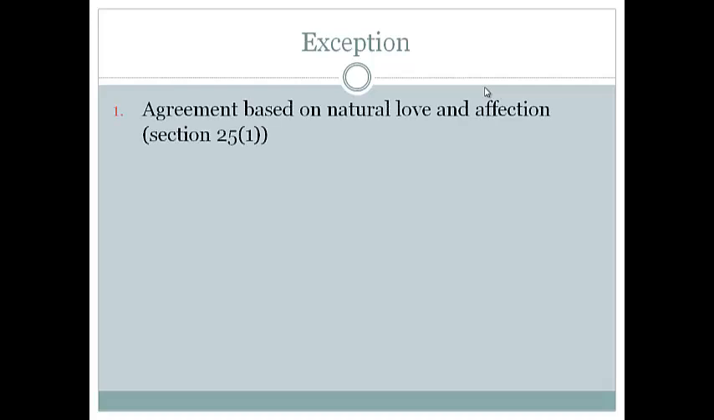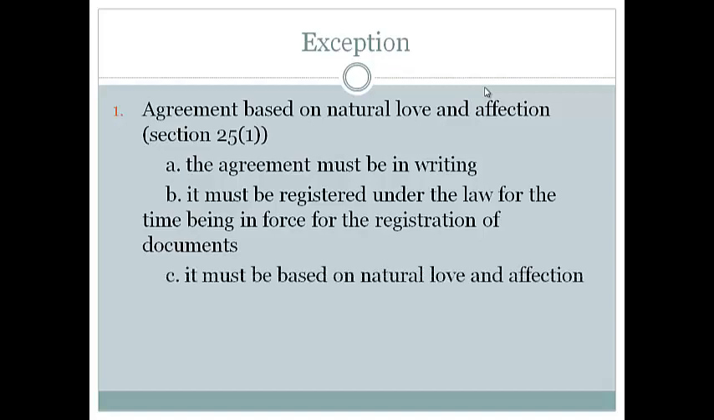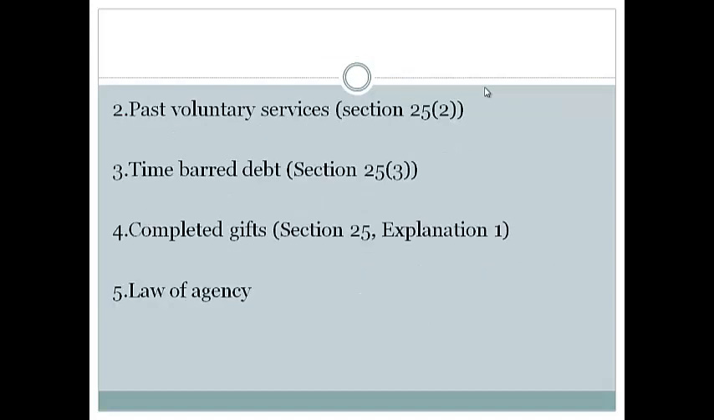Then, other than monetary consideration, let us see first, agreement based on natural love and affection. Where anything is based on natural love and affection and it has been gifted, given in writing and registered, and it is purely based on natural love and affection and not only to show some benefits, and it is between near relatives, then such an agreement is always considered, and even though consideration is not there, this contract is valid.